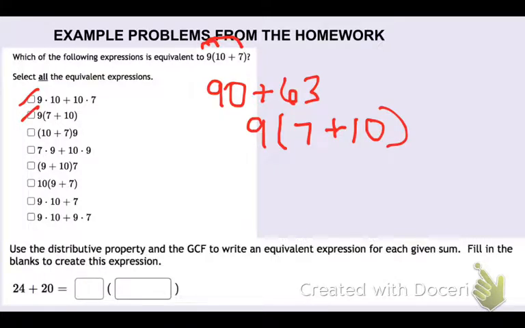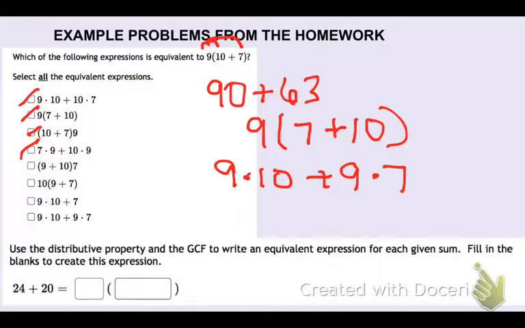This third one looks a little strange, but it just means the same thing. So it doesn't matter what side the 9 is on, it means the same as this. So this is the same, it's just in a different order. So we can go ahead and mark that one. All right, so this says 7 multiplied by 9 plus 10 multiplied by 7. And that is exactly what we said, right? 9 multiplied by 10 plus 9 multiplied by 7. Well, we said that addition, it doesn't matter the order, so this one also gets checked.